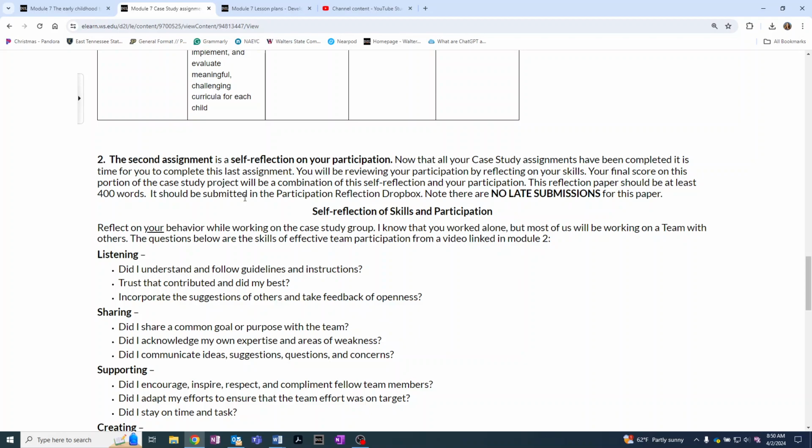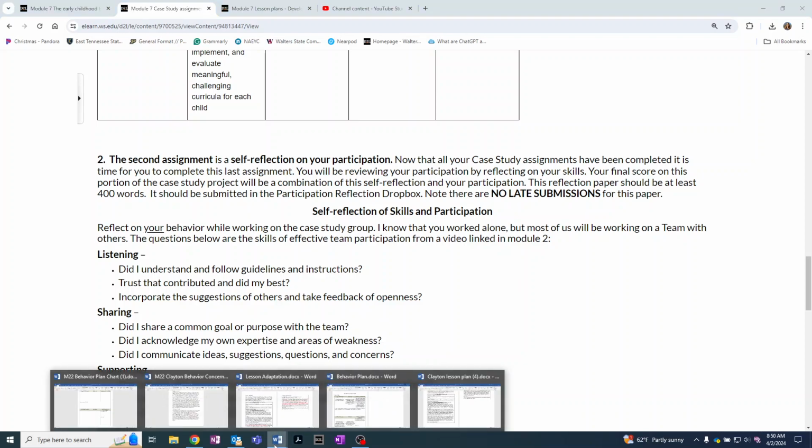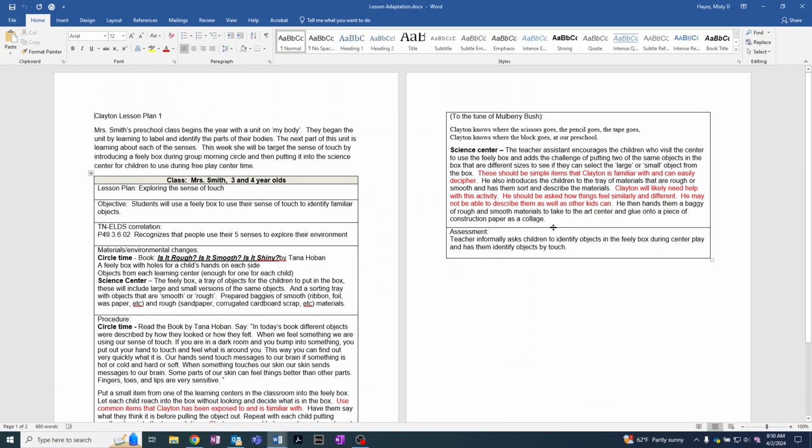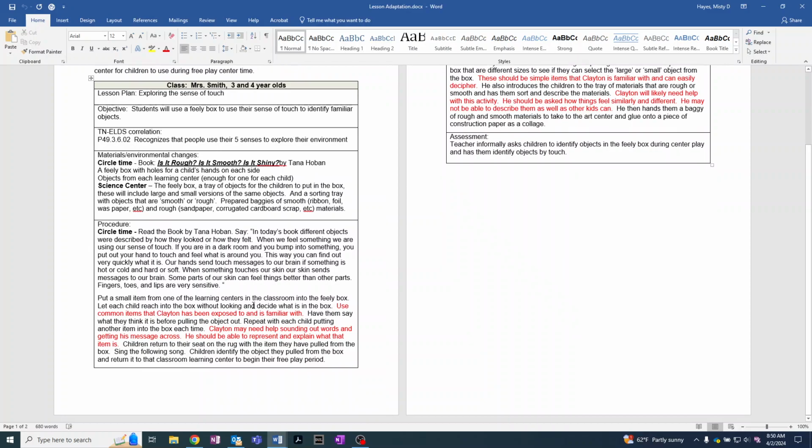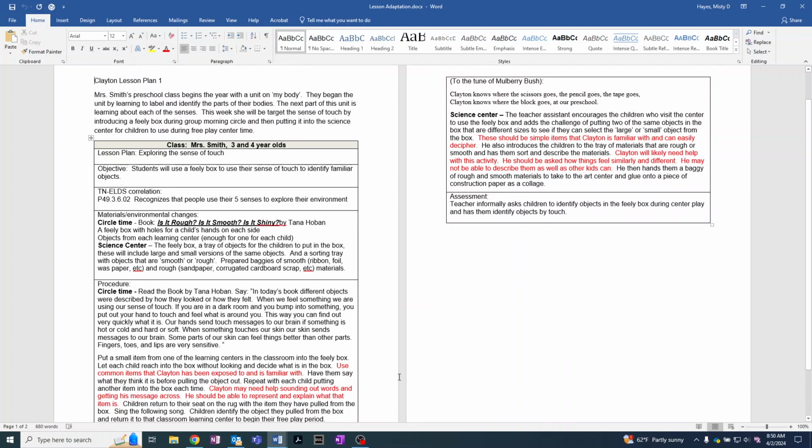We're going to get to the second part in just a minute, but I wanted to show you an example of a completed adaptation. Okay, so this is the lesson adapted. They chose Clayton lesson plan one. Remember, you choose one or two. And you can see here they made changes inside of the actual procedures, right? And you'll see it's a different color, right?